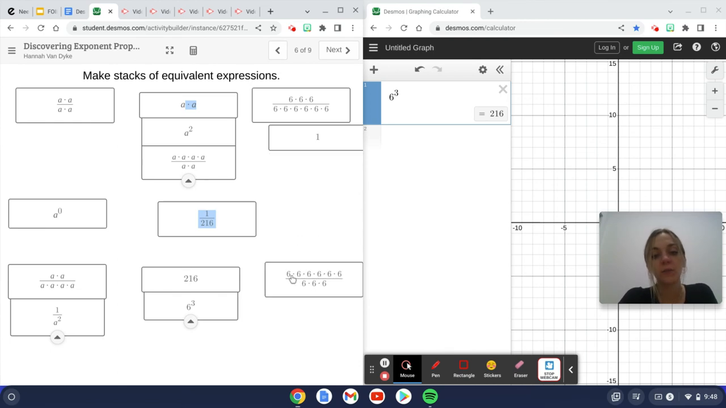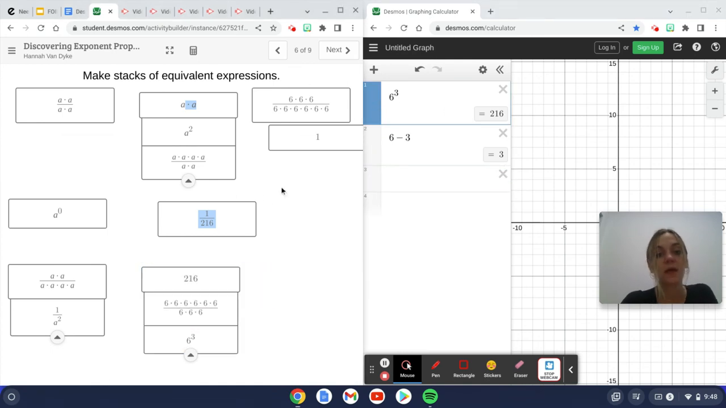This here, I've got 1, 2, 3, 4, 5, 6 sixes up top and 3 in the bottom. So 6 minus 3 gives me 3. So my exponent for this is 3. 6 to the third is 216. And it looks like that's it.